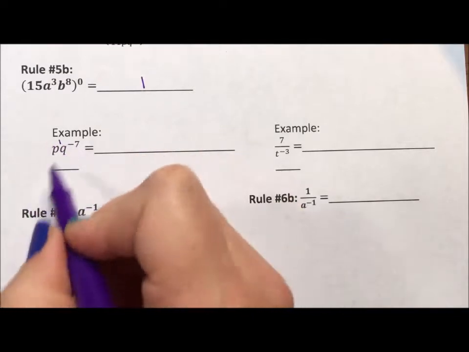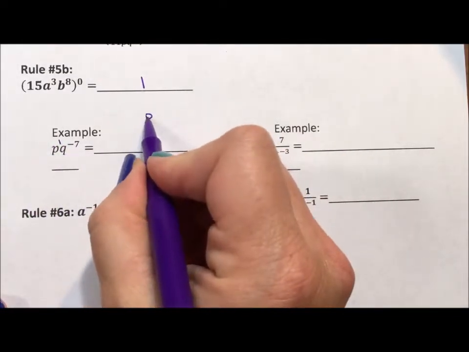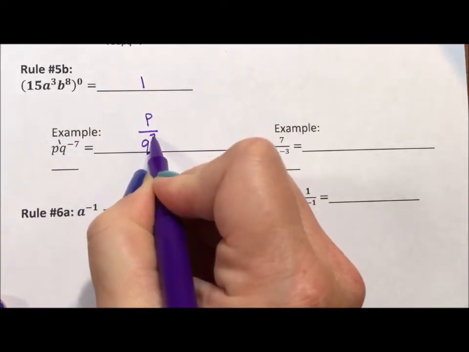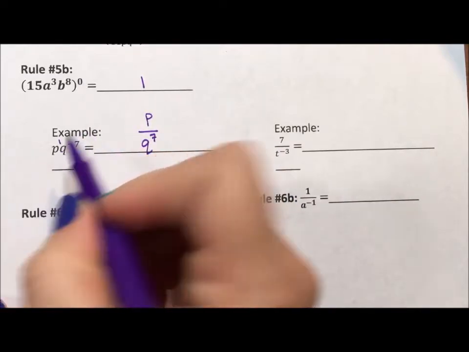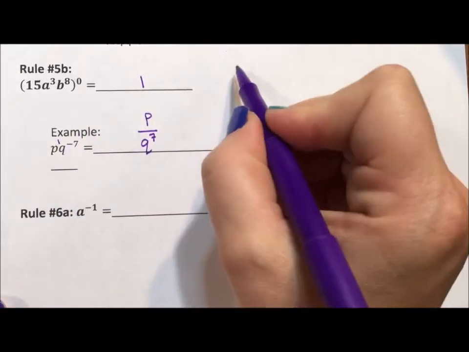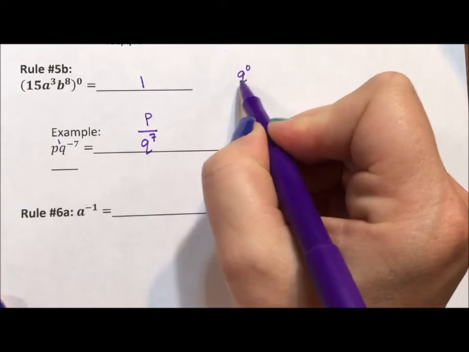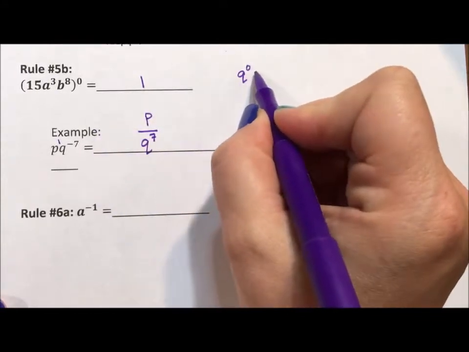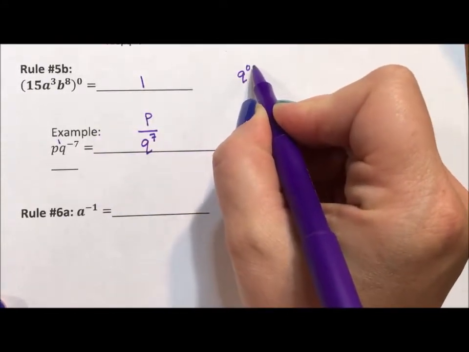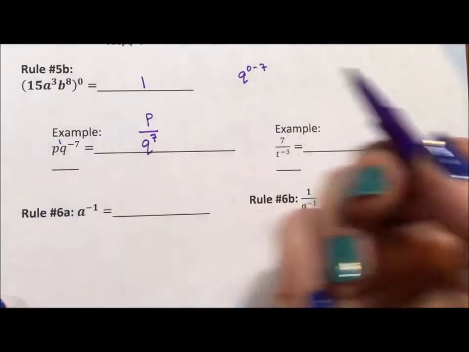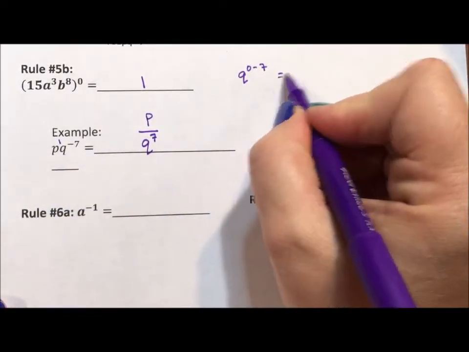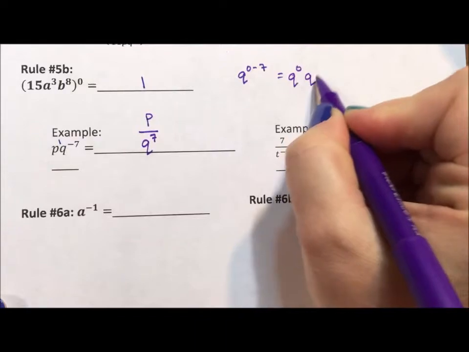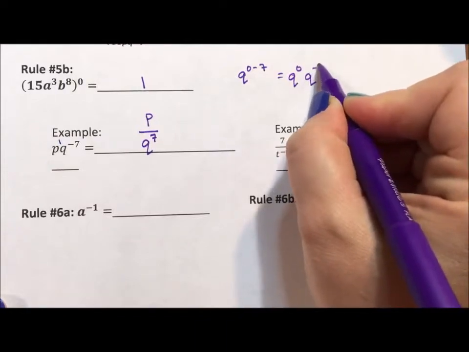But the p has a 1, the q doesn't. So this is really p over q to the 7th. Because a negative exponent, again, this is equivalent to q to the 0, that's our 1, over q to the 0 minus 7. That's what negative 7 comes from. Well, that would be the same as q to the 0 times q to the negative 7.